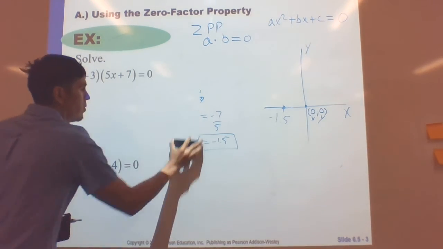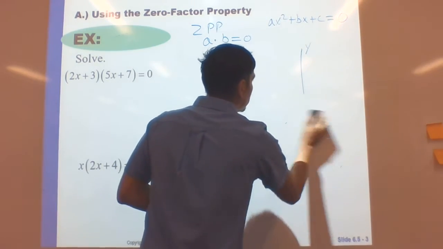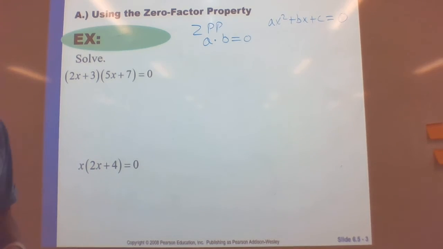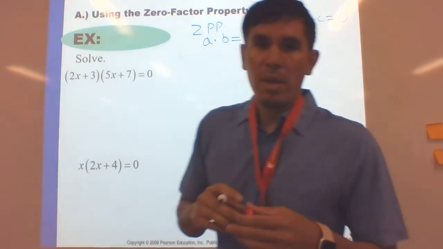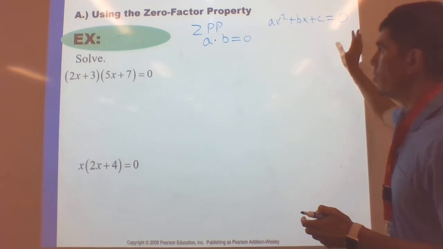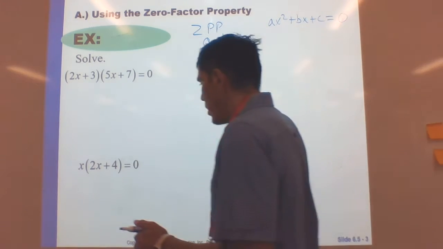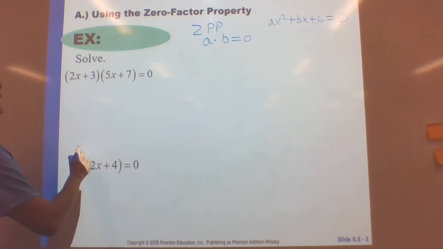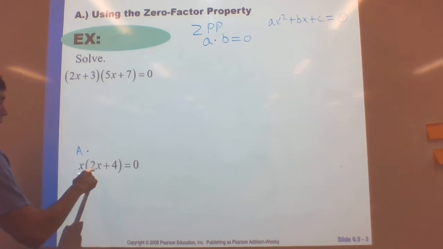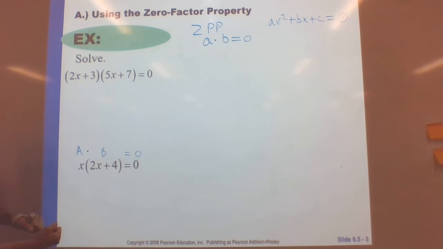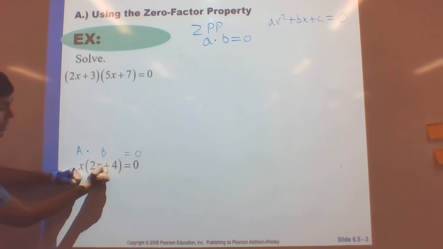Now we're going to move on to another one. So again, one thing I also want to mention is you need to have quadratics in standard form for us to solve for 0. So really, we want to get everything on one side of the equal sign and then 0 before we can solve this. So down here, we have x times 2x plus 4 equals 0. So again, you can say that property, x can be my a, and then this can be my b, and they both equal 0. So again, 2 different components multiplied together equal 0.